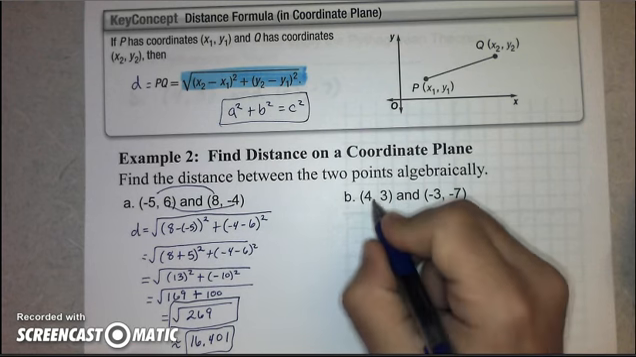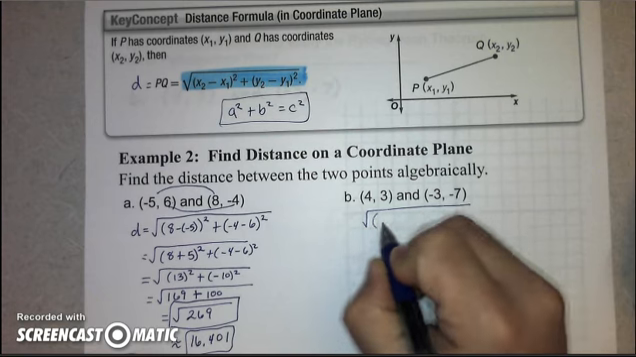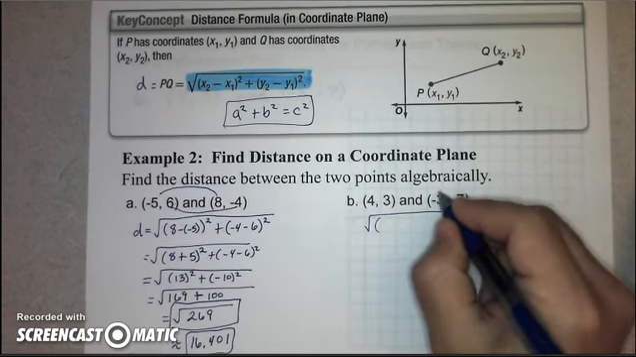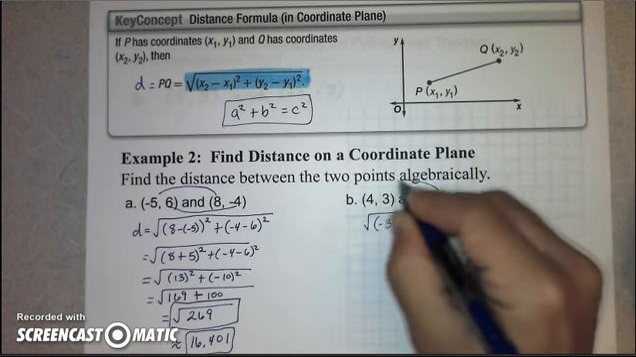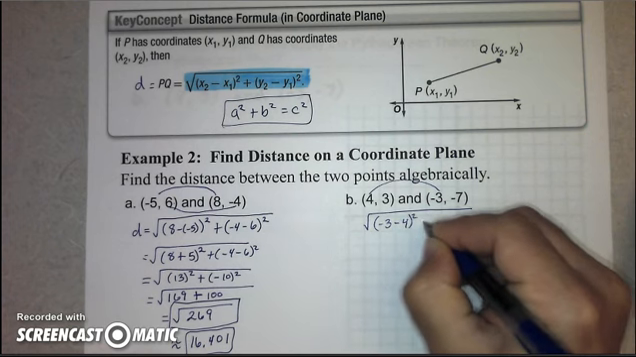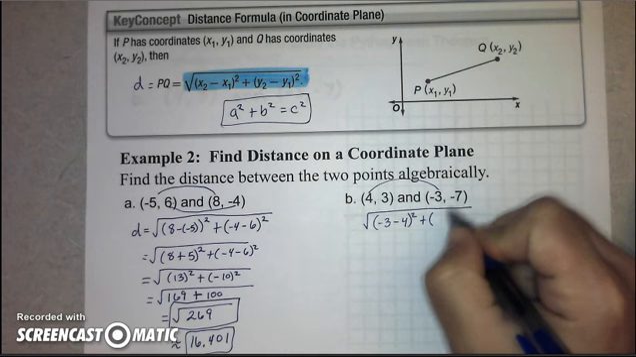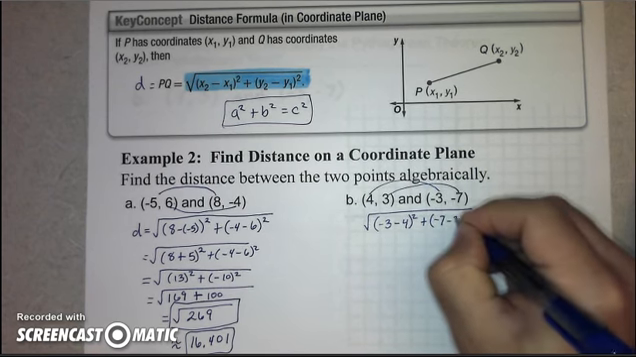All right, let's try that again with part B. We're going to use our distance formula. We're going to first take the difference of the x's. So that would be x2 and x1. We're going to do negative 3 minus 4. And then square that. Plus the difference of the y values. The second y value is negative 7. We're going to take negative 7 minus 3 and square that.